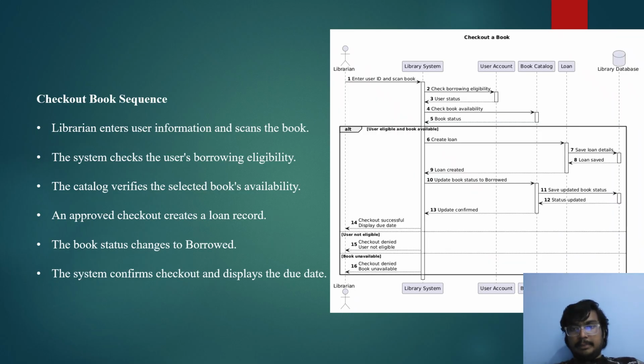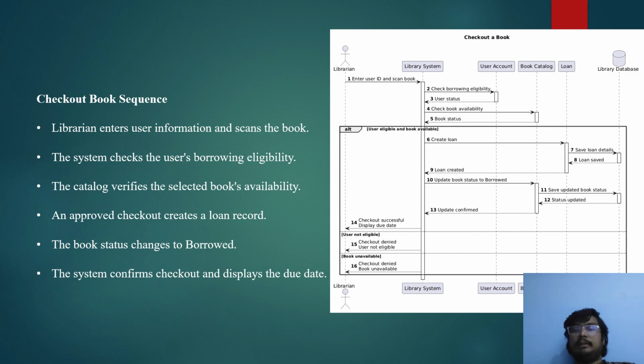After that, it will be a certain amount for him. After that, the loan is created, the book status is updated to borrowed, and the update is confirmed. Then it will show checkout successful and display the due date. For example, if you take the book on January 1, the book should be returned on January 30, a specific duration, or we can ask the users when they will be returning the book.